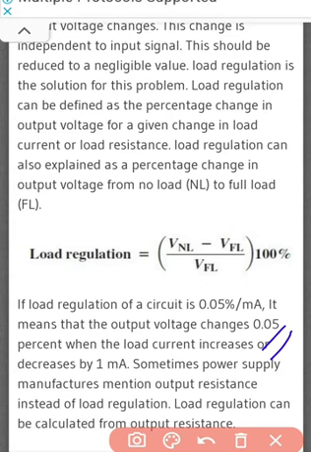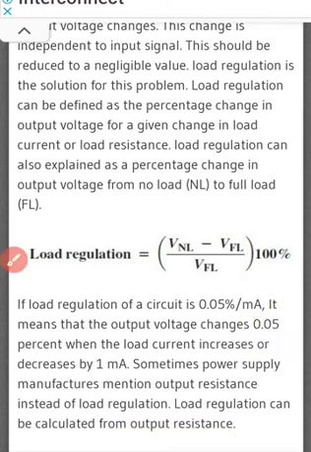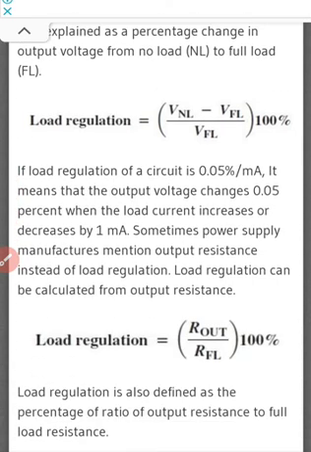If it is 0.10, obviously the output changes by 0.10% for a unit increase in load current. Sometimes the power supply manufacturers, the producers of such line regulators or load regulators, put the output resistance instead of load regulation. As I have already told, in most cases there is current, but some manufacturers put a load resistance in place of the current factor.